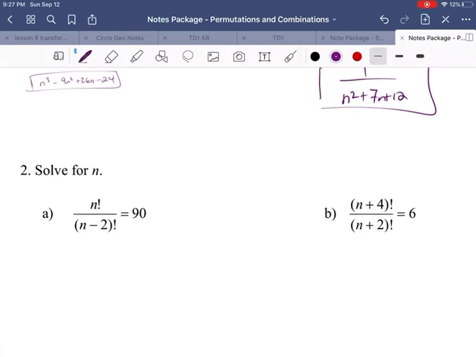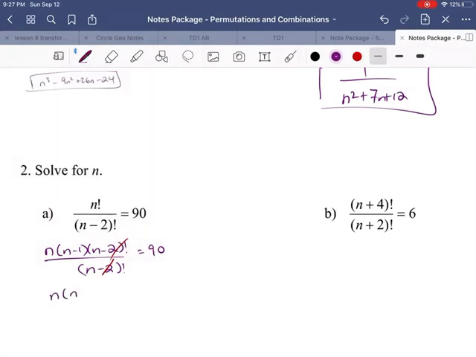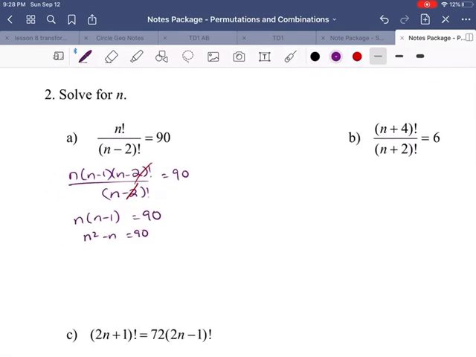Okie dokie, we're going to use this factorial. We're going to solve for n. So let's figure out something here. The numerator is n minus 1, n minus 2 factorial. The denominator is already n minus 2 factorial. So that will simplify to 1. So you're going to be left with, and if you expand this part here, you'll get n squared minus n equals 90.